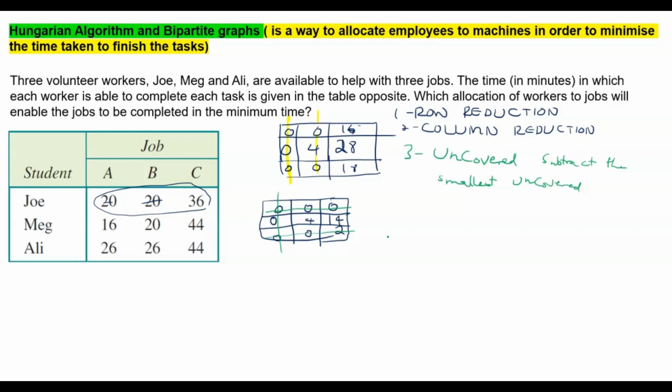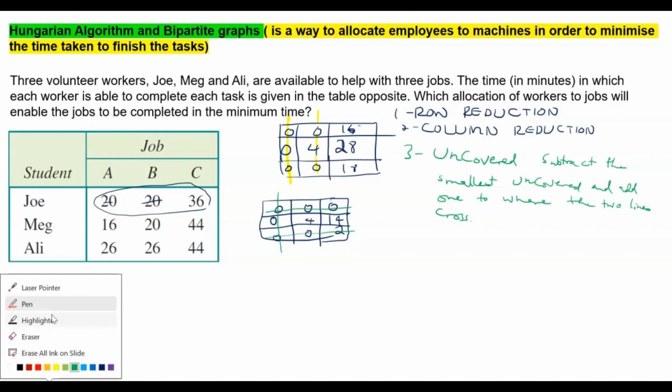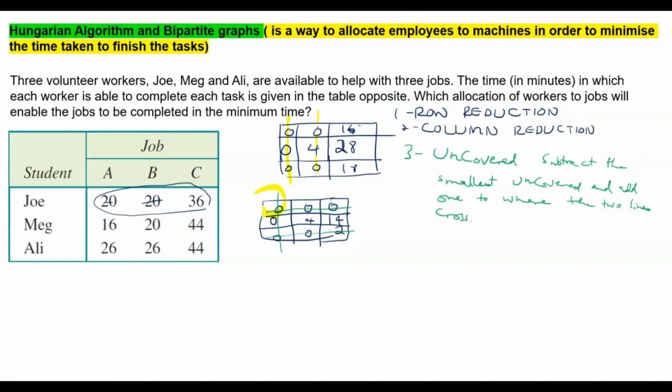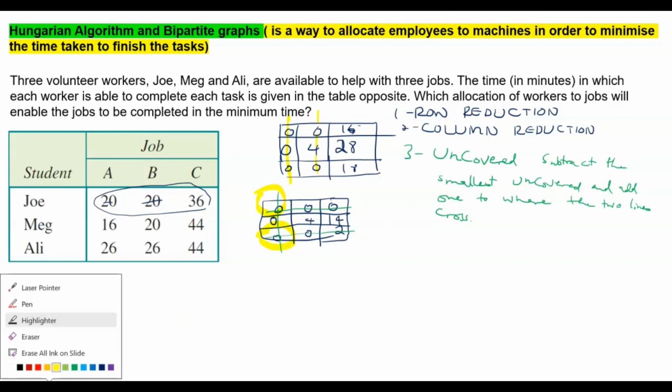Now let's do that. And add to where the 2 lines cross. Where the 2 lines cross, in this section here, we add to this because the vertical and the horizontal line cross, and we don't change anything else. And after that, let's see how we go.